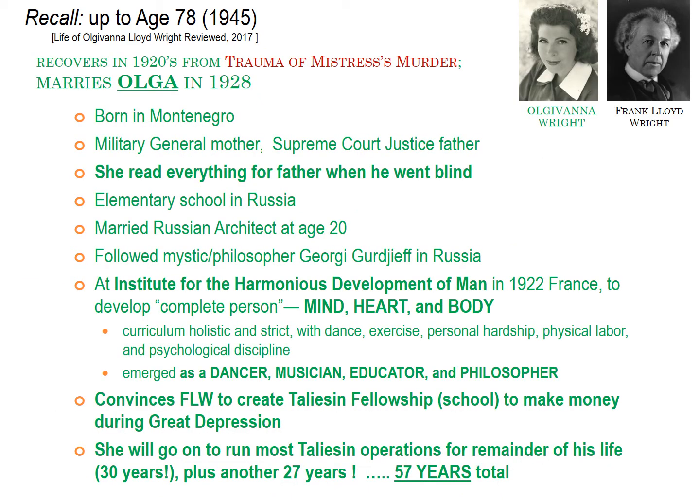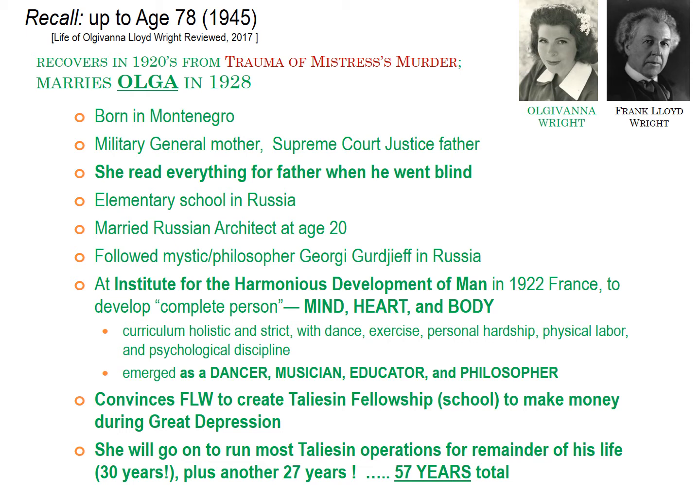So again, Olga, she's from Montenegro. Her mother was a general, father a Supreme Court justice who went blind, and she read for him. She went to school in Russia and married a Russian architect at age 20, then followed this philosopher, Gurdjieff, in Russia, who then opened an institute that she was part of in France, and mind, heart, and body kind of thing. With strict rules, and she came out with some skills.